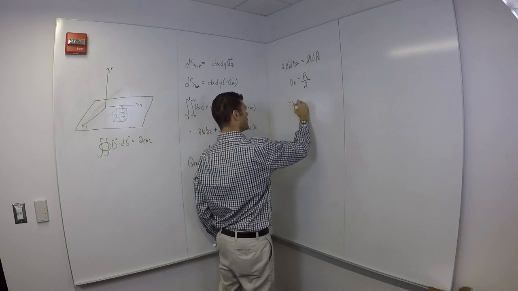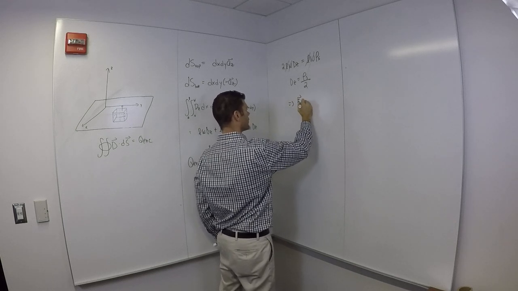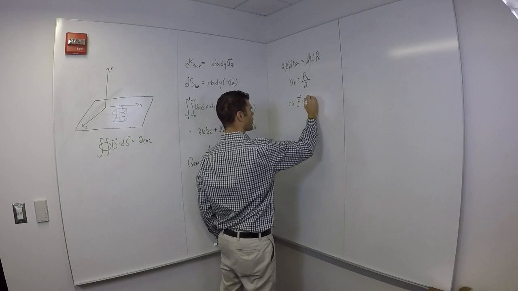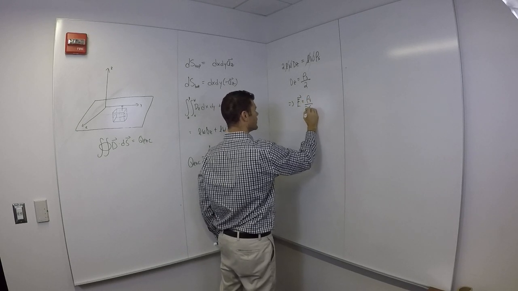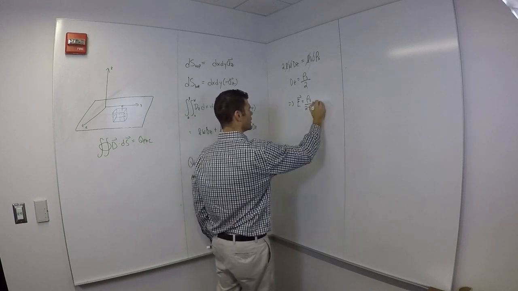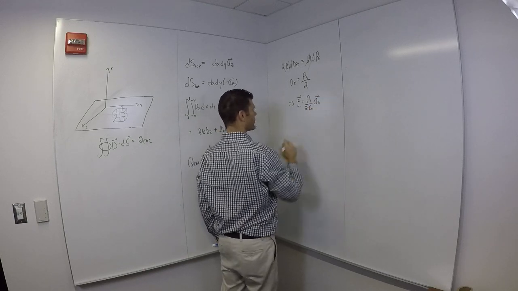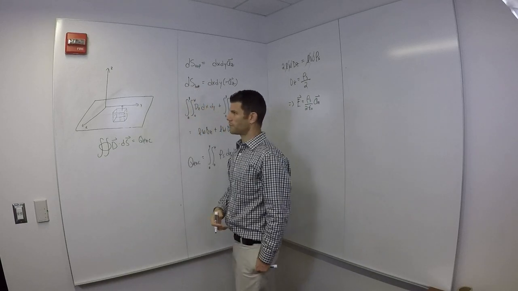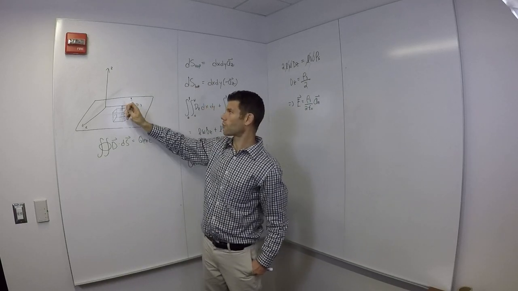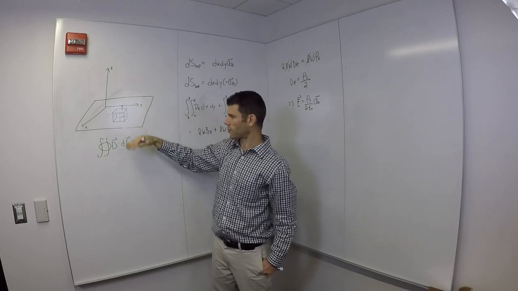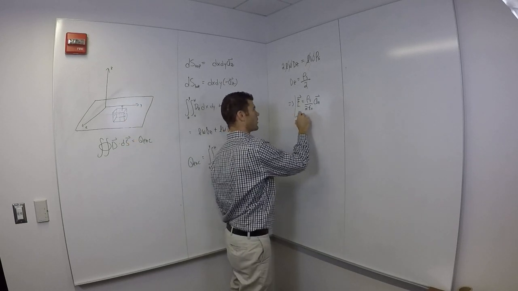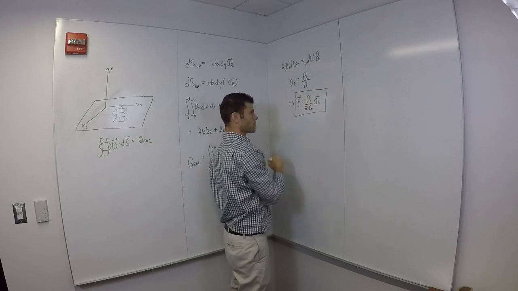So from here we can say that E is going to be equal to rho sub s divided by 2 epsilon naught, and then it's going to be in the a normal direction. Okay? So what is the a normal direction? Well, it depends on what side of the plane we're on. If we're above here, the normal direction will be going up this way. If we're below the plane, it would be going this way. So this is the exact same result as when we used Coulomb's law to derive it.